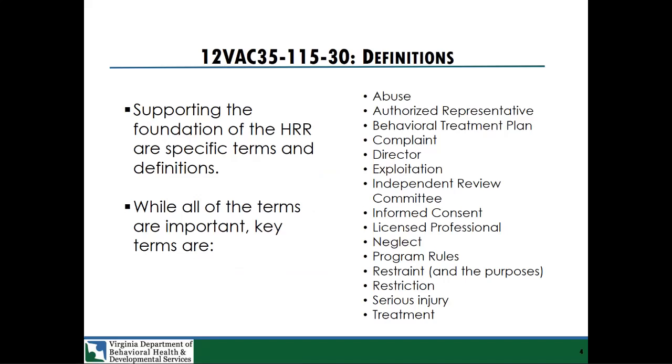Section 30 of the regulations should be reviewed often. I cannot stress that enough. This section should be reviewed often. It is in this section that you will find relevant definitions of terms and concepts that are critical to your compliance with the regulations. The terms listed here on your screen are not an exhaustive list, but rather represent some of the most important terms to be familiar with in your work in providing services to individuals.